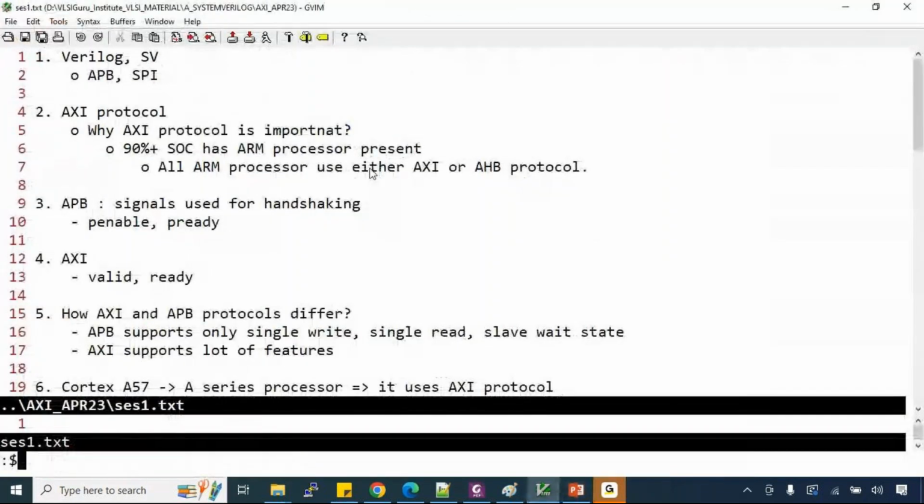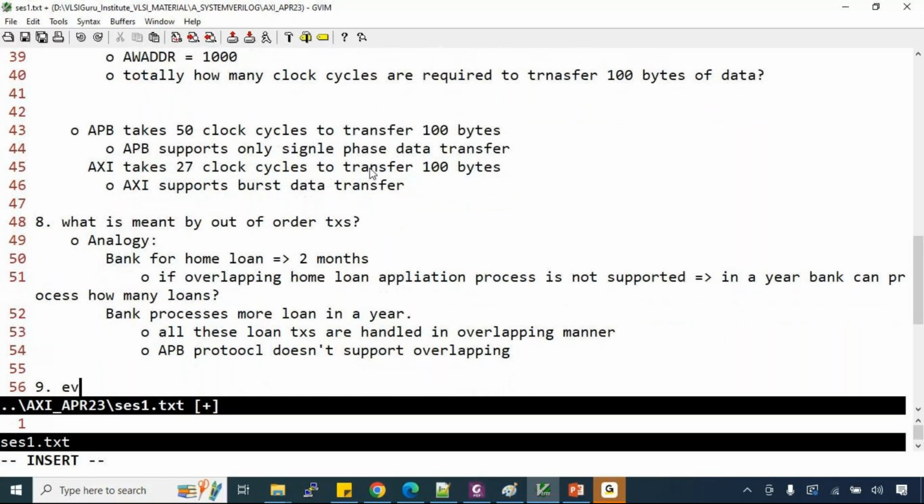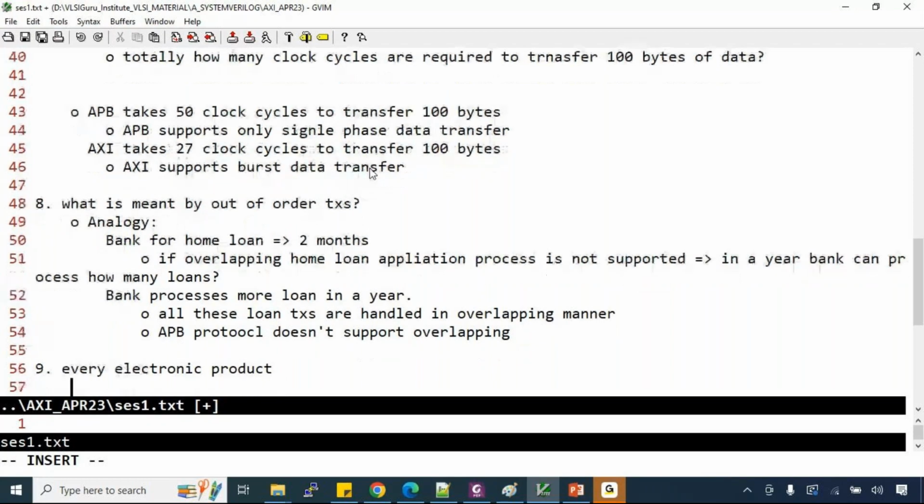Every electronic product you're using, mobile phone or even a remote, anything, most invariably will have either a processor or microcontroller inside. It could be a projector, a mobile phone, a laptop, a washing machine, a microwave oven, even a car. Inside the car also there will be a microcontroller. So there will be either a processor or microcontroller inside it.